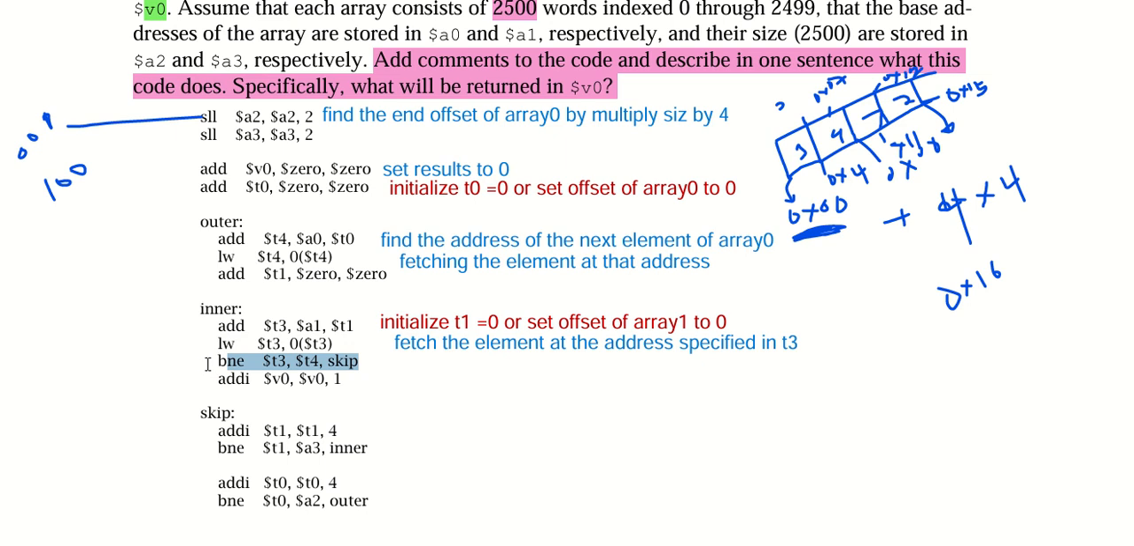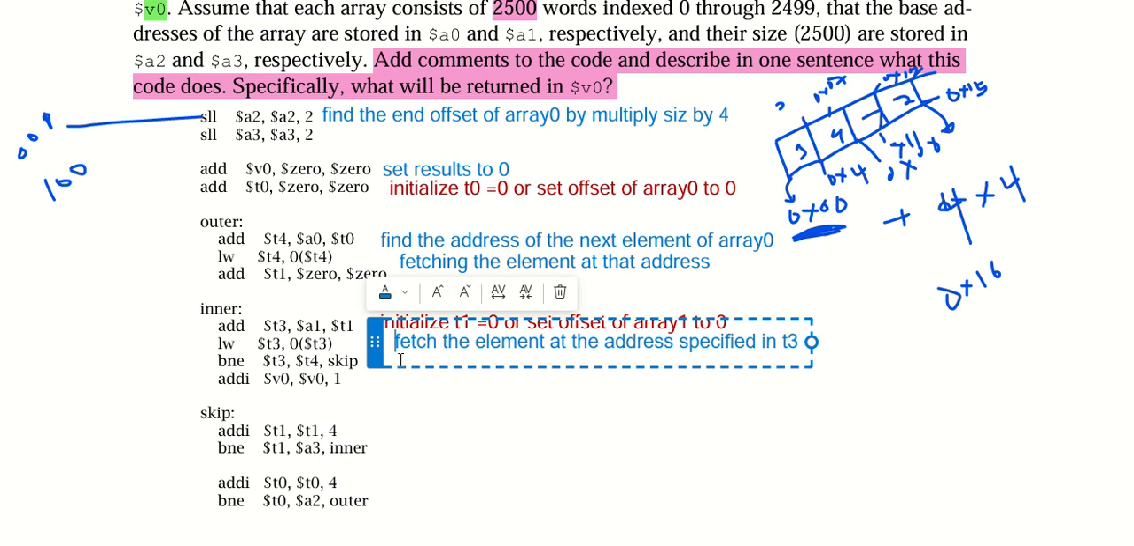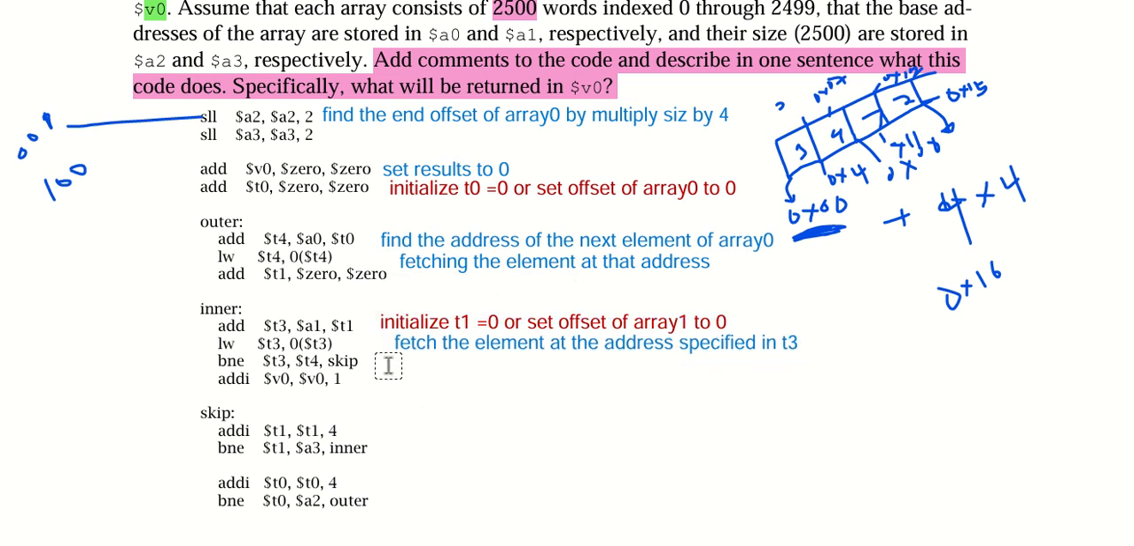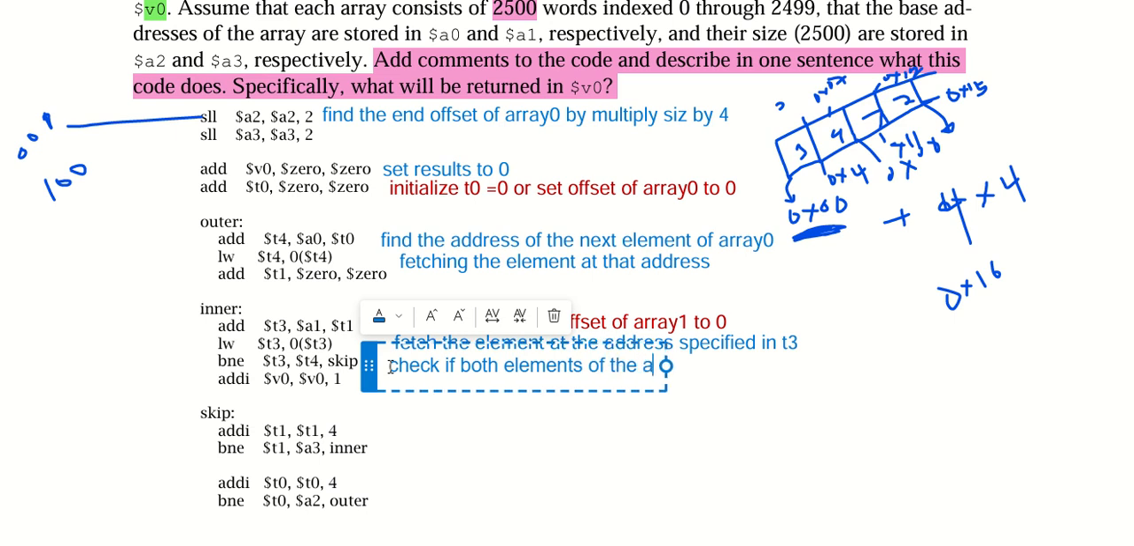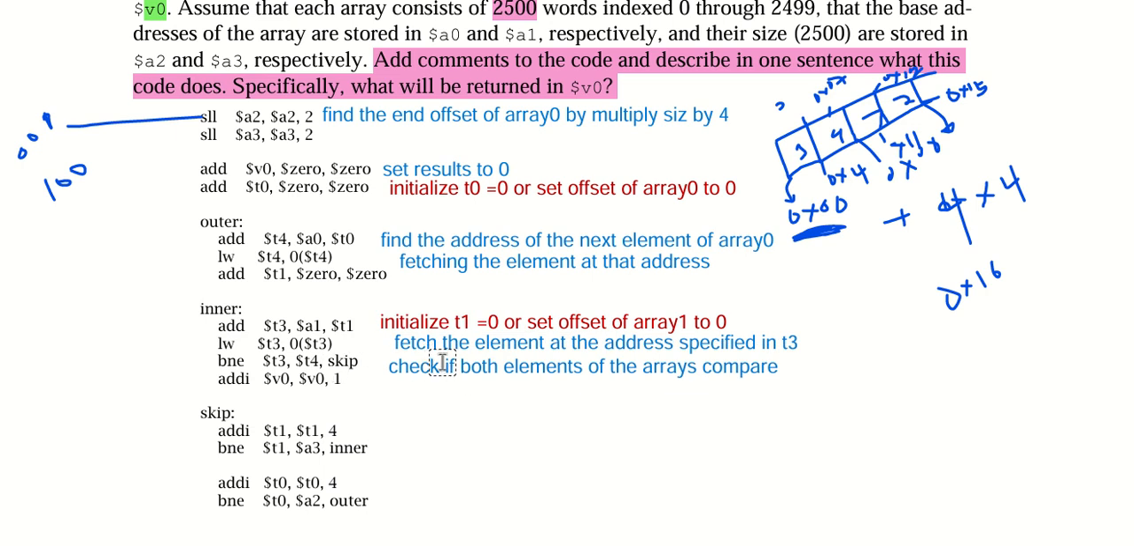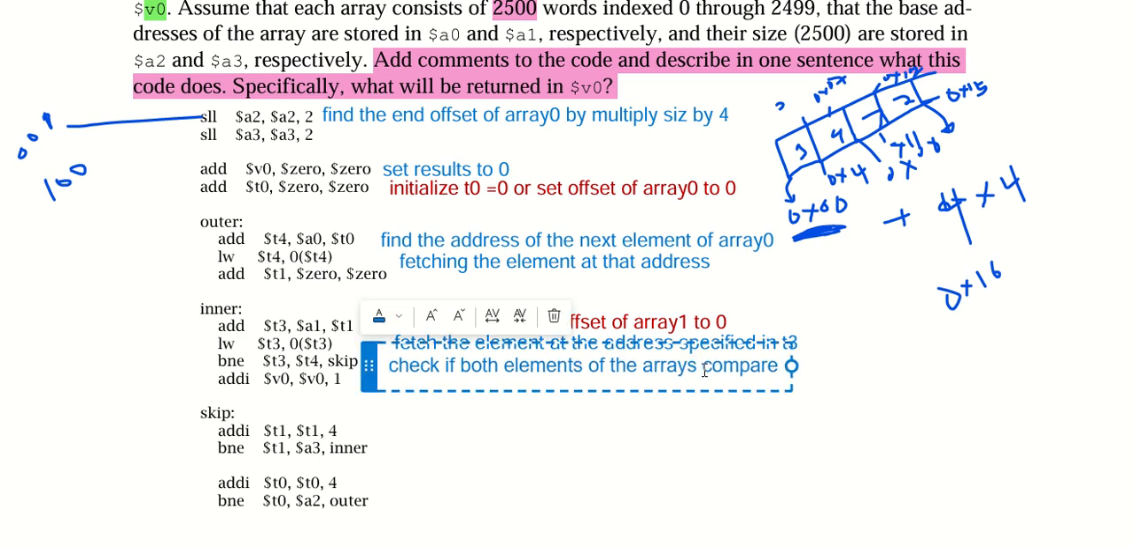So this is just like an if statement. So check if, let me bring it down. So check if both elements of the arrays compare, right? So this is the if statement. Right now, if they don't compare, sorry.